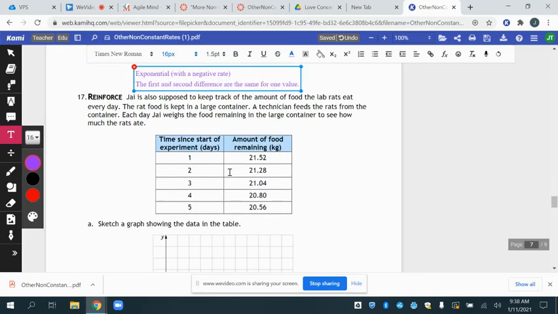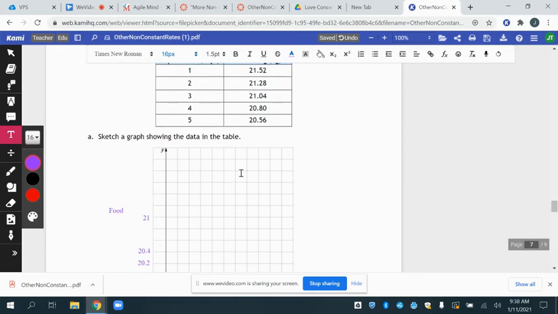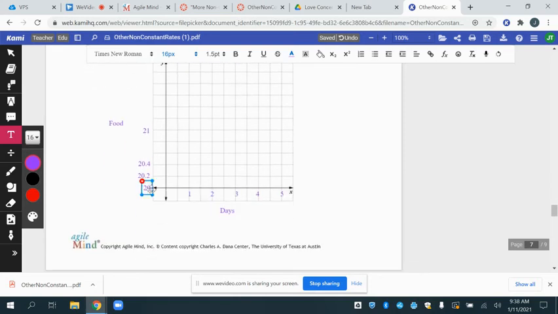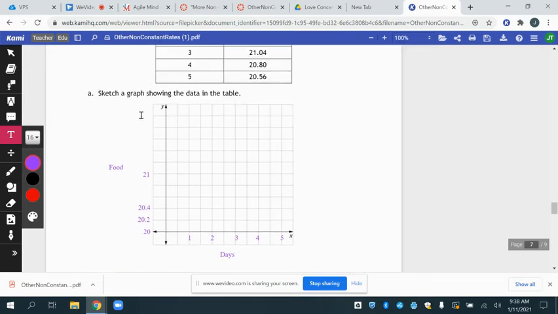Okay, Chai is also supposed to keep track of the amount of food that they eat. So they have this much food, and then that much food, and then that much food. I decided to count up from 20 by 0.2s. 20.2, 20.4, 20.6, 20.8, 21, 21.2, 21.4, 21.6, 21.8, 22. Just so you know.